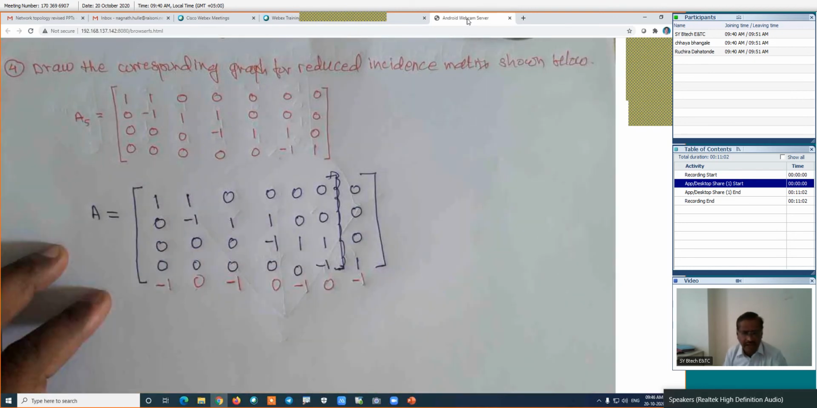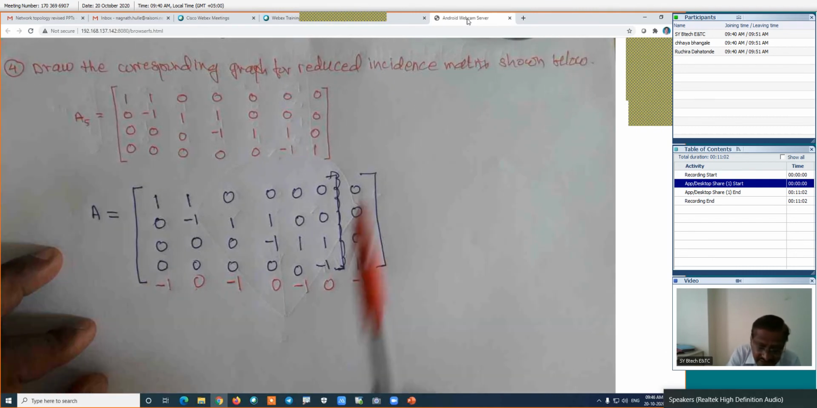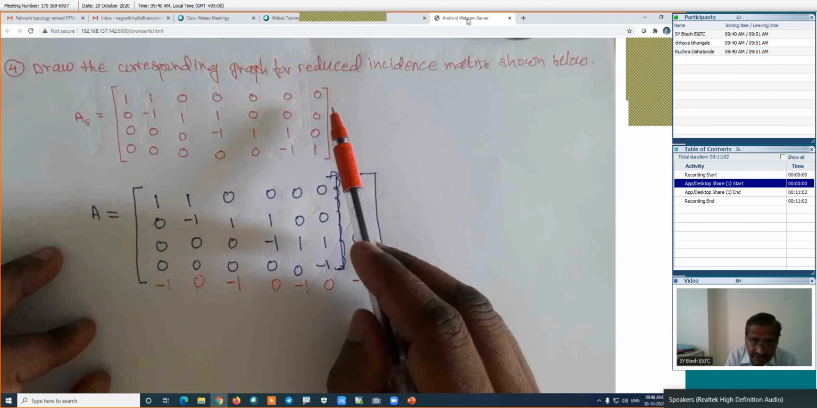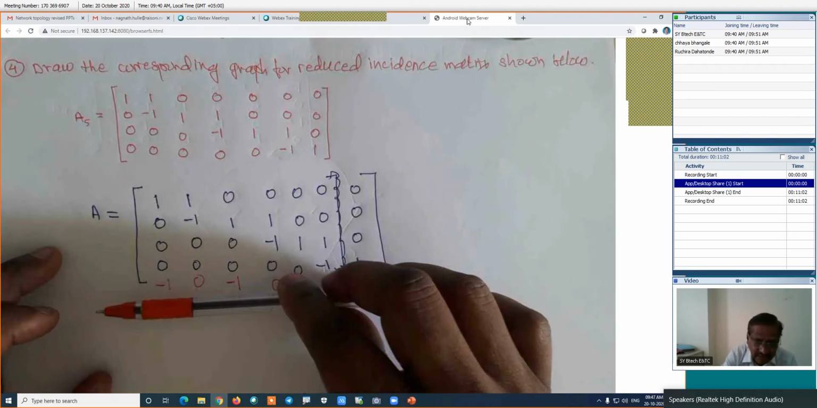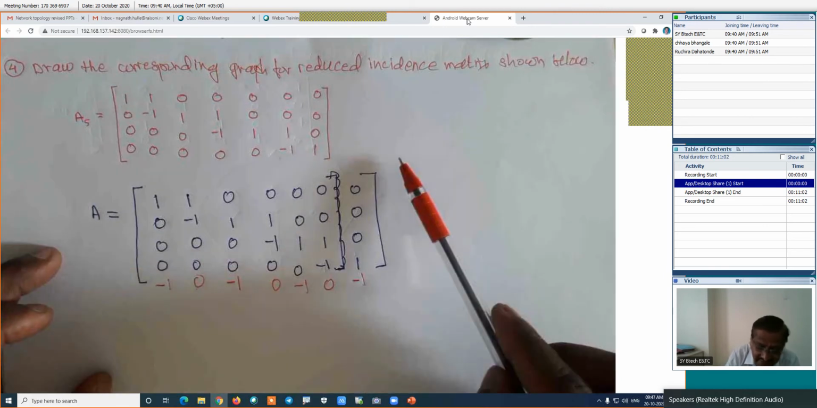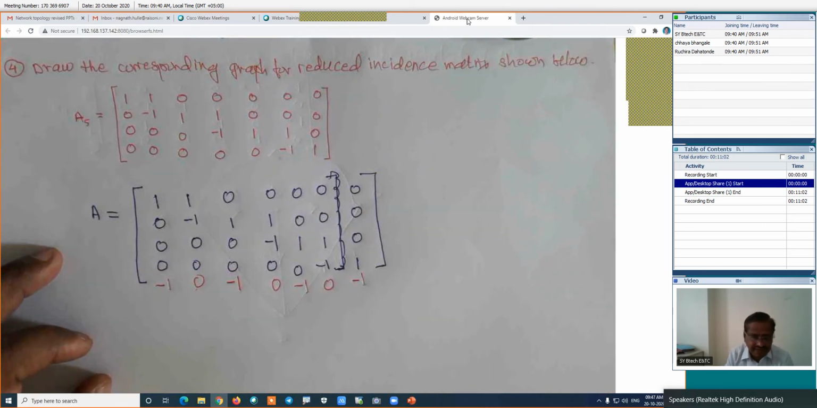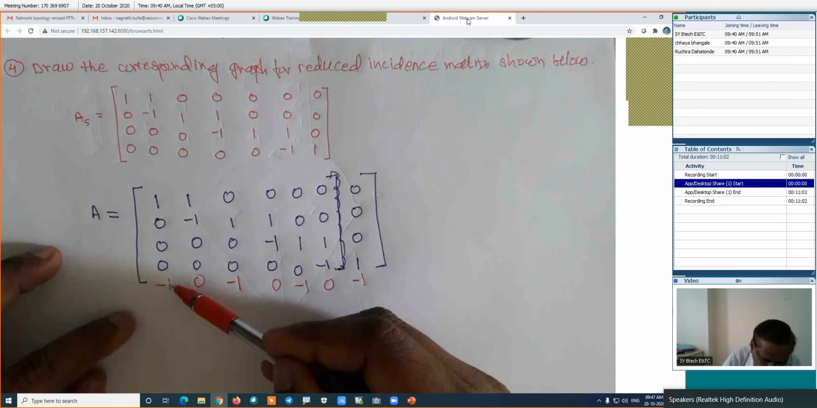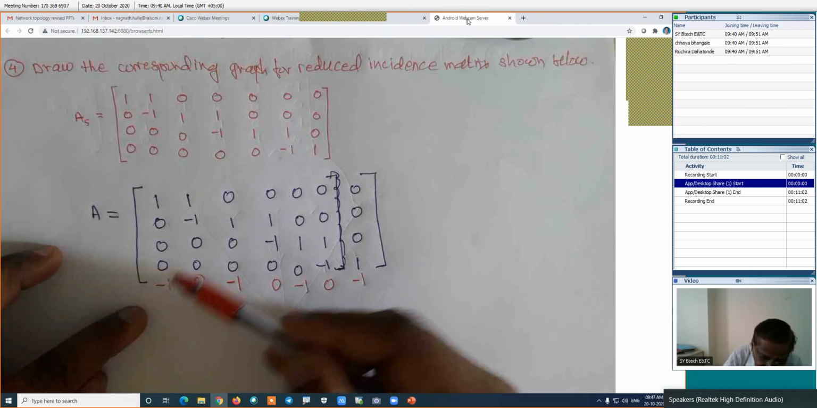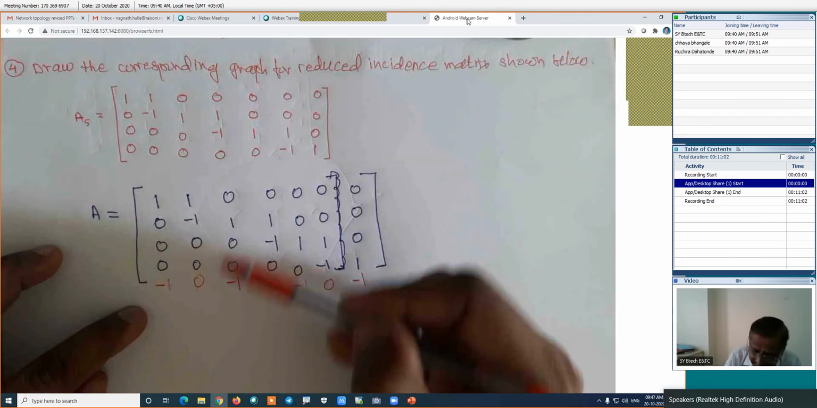Are you getting me? How to prepare this last row for this reduced incidence matrix? Because this is the reduced incidence matrix, it means we have already deleted one row, and I am adding that row back, because we need this particular matrix to draw its graph. Here it is plus 1 and this is minus 1, that's why the summation is 0. It is plus 1 minus 1, the summation is already 0, that's why here it will be 0. It is plus 1 minus 1 and so on.